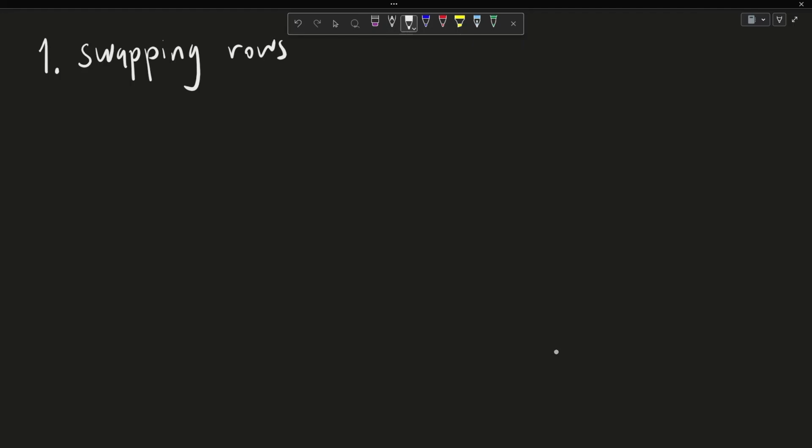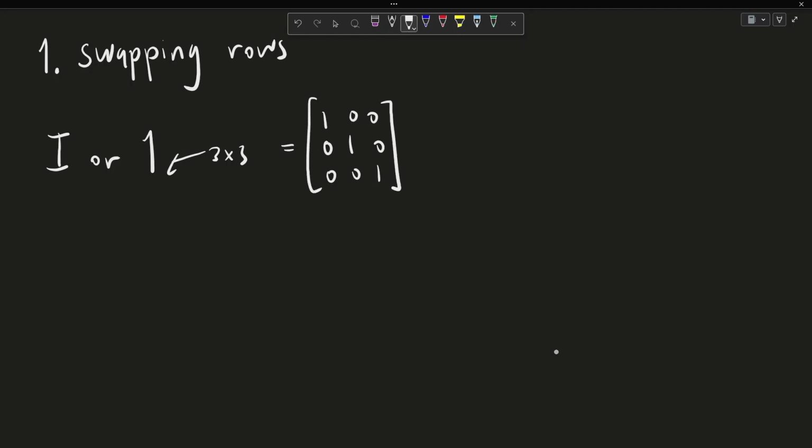So if we have an identity matrix, which is denoted as I, or in some cases 1, let's say we have a 3 by 3 identity matrix. So this would be equal to 1, 1, 1. So if we took this identity matrix and we had another matrix A, which had, let's say, arbitrary entries, A, B, C, D, E, F, G, H, I.